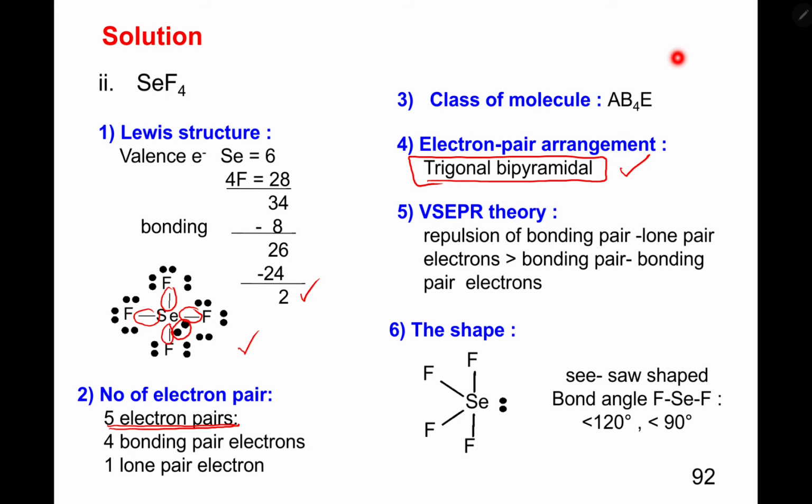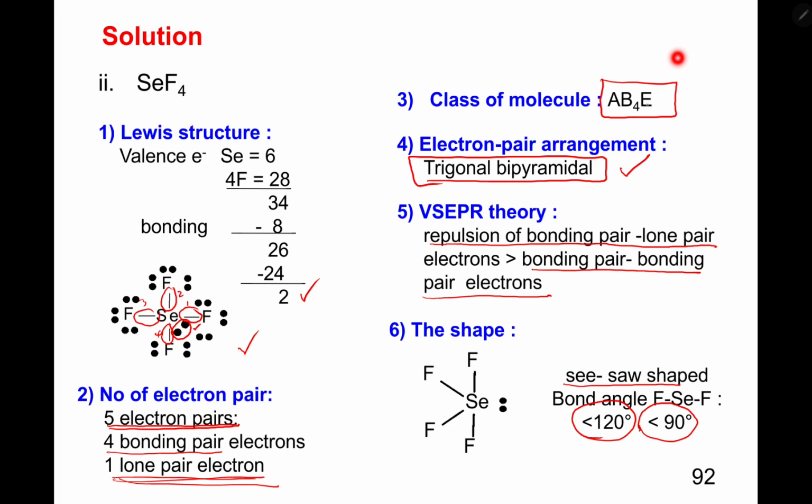So the 5 electron pairs are 4 bonding pairs, 1, 2, 3, 4, and 1 lone pair here. Since we have 1 lone pair, based on VSEPR theory, the repulsion between lone pair and bonding pair is greater than between bonding pairs. So the molecular geometry is seesaw, and the bond angles become less than 120 and less than 180. The class of molecule or the formula is AB4E: 4 terminal atoms, 1 lone pair, and 1 central atom.